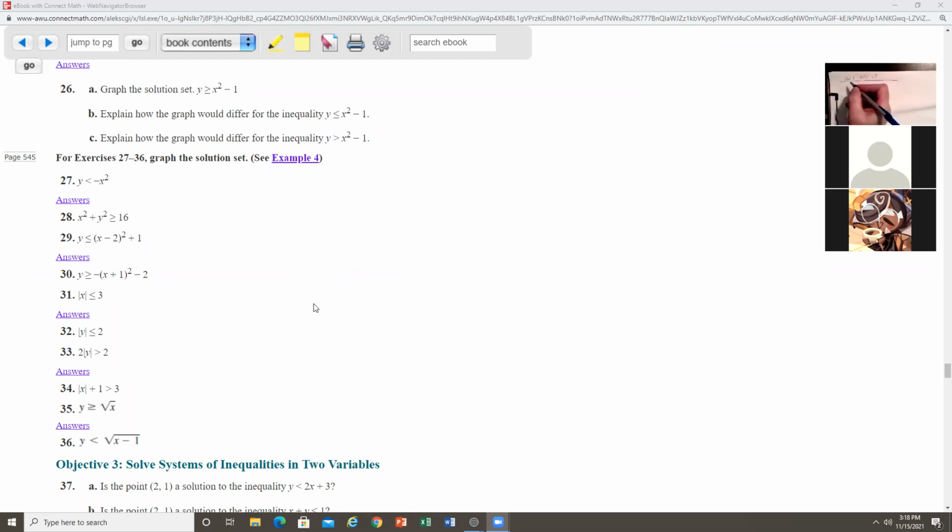All right, ladies and gentlemen, I would like you to try to graph the solution set for problem number 27, which says y is less than negative x squared. I'm going to have you just play around with this problem and see what you can do with it.